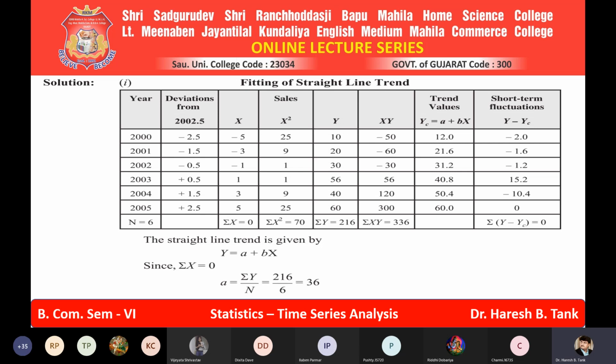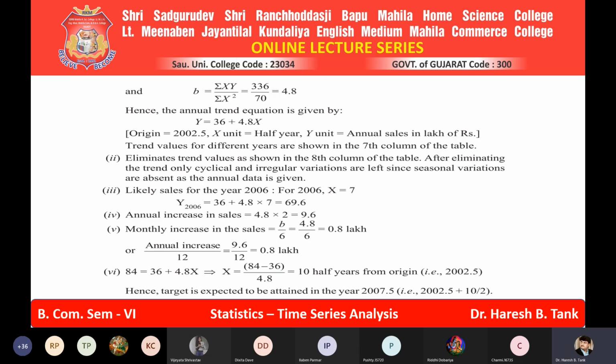As they asked for the short-term fluctuation, or eliminating the trend, naturally one more column is required, and the title of that column is short-term fluctuation. Short-term fluctuation is Y minus YC. So just make a difference. Now you have two columns, Y and second is YC. Make a difference of the two, that will give you Y minus YC. And if you just make a sum of that column, it goes to 0, right? Okay. Now you have all the answers.